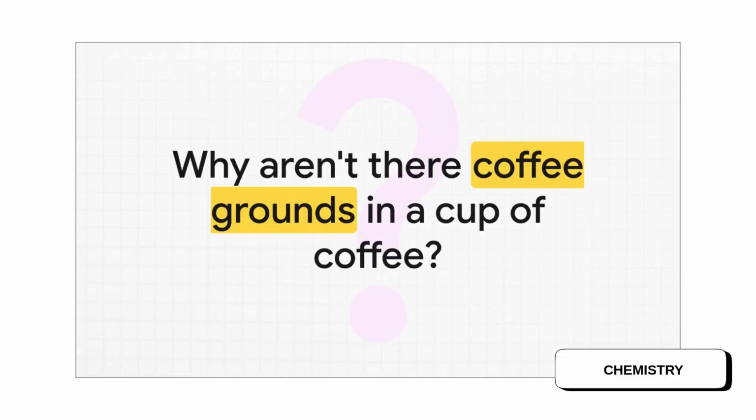And it all kicks off with a really simple question. You mix hot water and ground coffee beans to make your morning brew, right? But when you go to take a sip, there are no grounds in there. So where did they go? The answer is the perfect way to dive into the chemistry of how things combine.